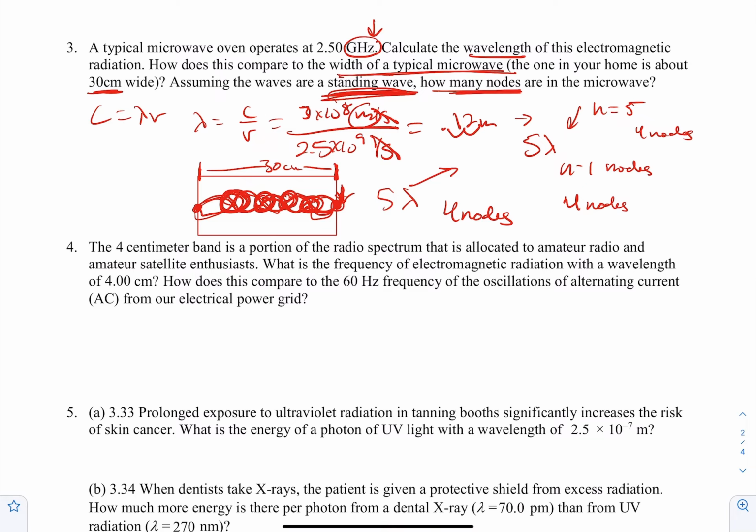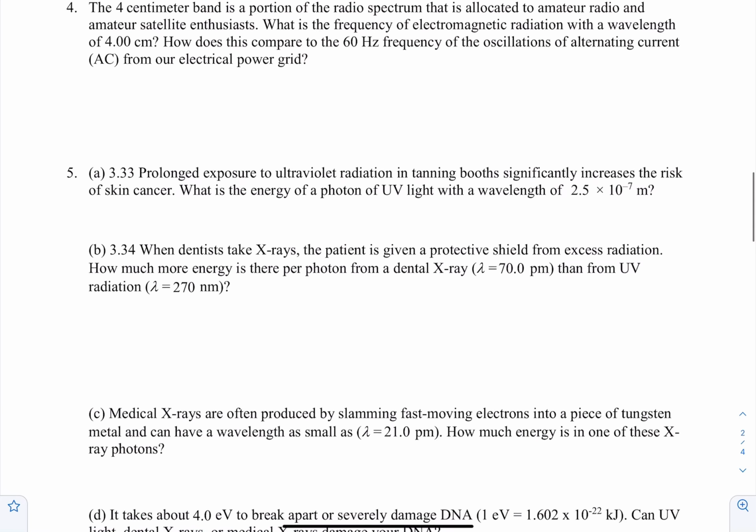All right, on to number 4. The 4 centimeter band is a portion of the radio spectrum that is allocated to amateur radio and amateur satellite enthusiasts. What is the frequency of the electromagnetic radiation with a wavelength of 4 centimeters? And how does that compare to the 60? Well, really all they're asking for is what's the frequency of that.